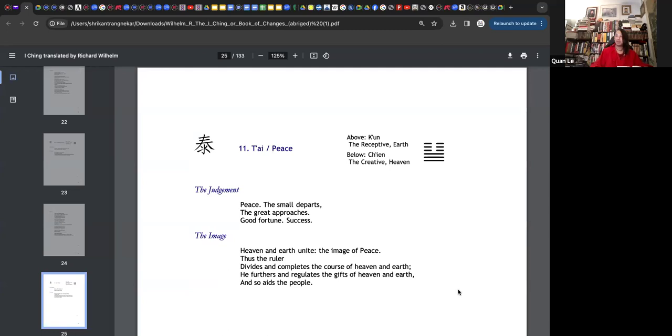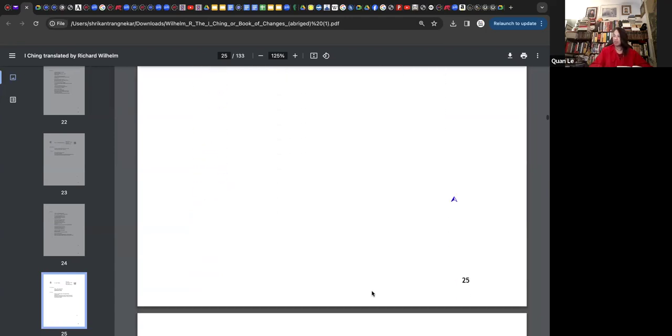He furthers and regulates the gifts of heaven and earth, and thus adds the people. If I read the text, the lines. So when I read "at the beginning," it means the first line, right? Because we have six lines. Nine is another way to say... Okay. Nine at the beginning means: when ribbon grass is pulled up, the sod comes with it.